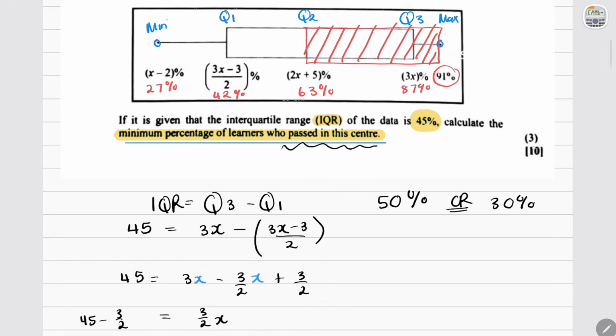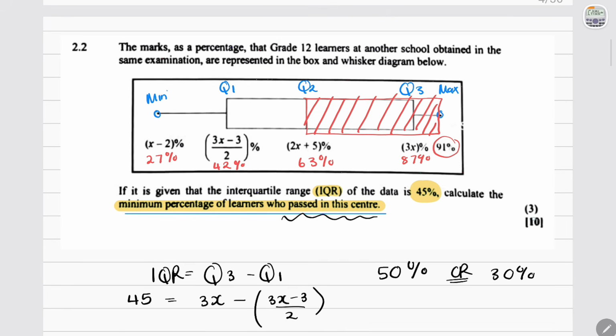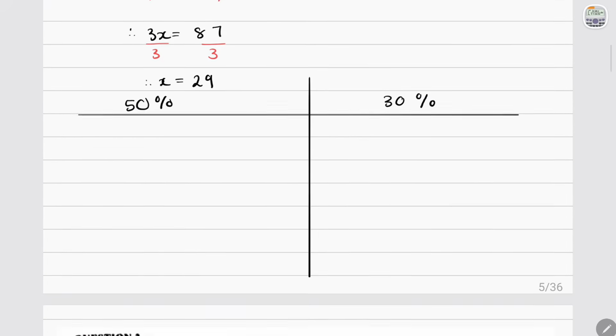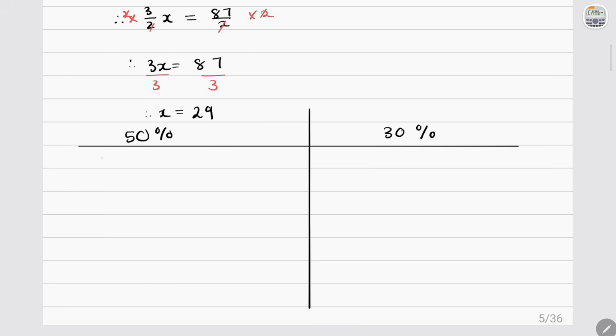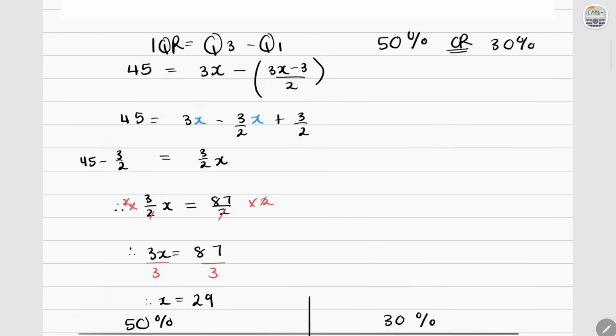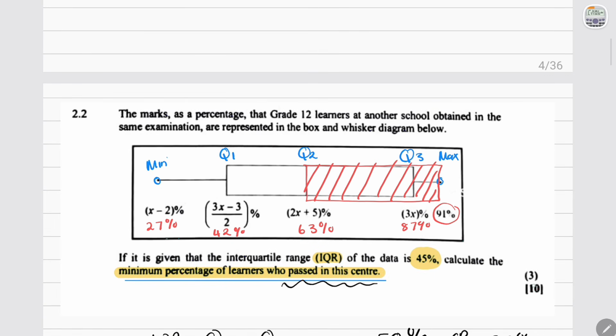I hope that makes sense, because the question is based on the minimum percentage of learners who passed in the center. So if the pass mark was 50%, I'm saying that the minimum percentage of learners that would have passed would have been 50% of the learners, because I can see that half the data set, half of this box and whisker diagram, everybody got a mark that is higher than 50%.